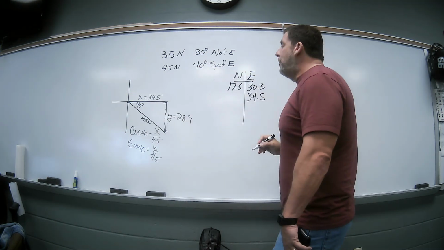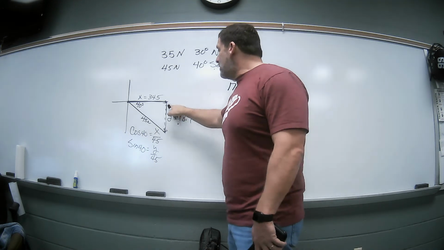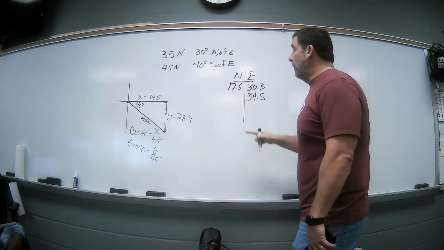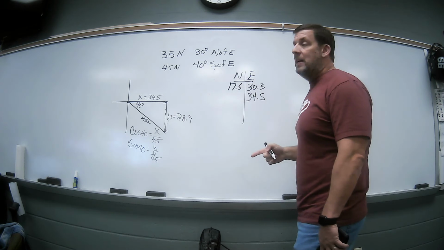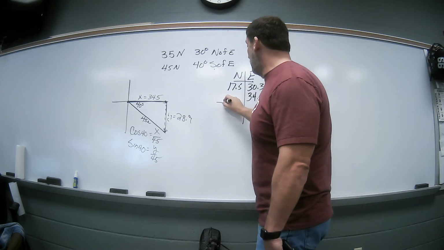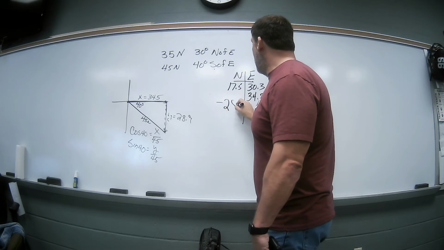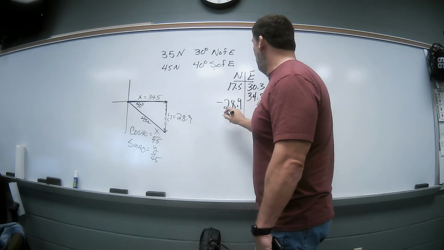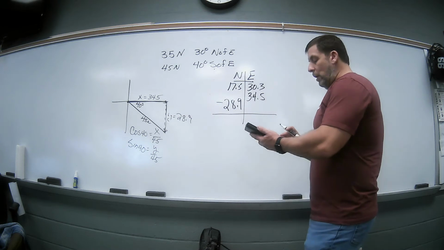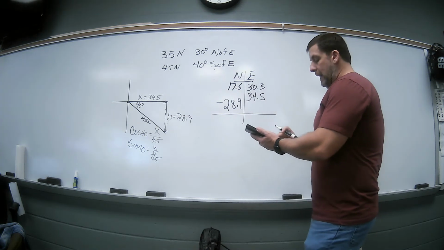34.5, but wait, this goes south, all right? That goes south. I said everything could be north or east. Well, what is this? 28.9 south is really what? Negative 28.9 north. All right. So what I'm going to do is add those together and I get 17.